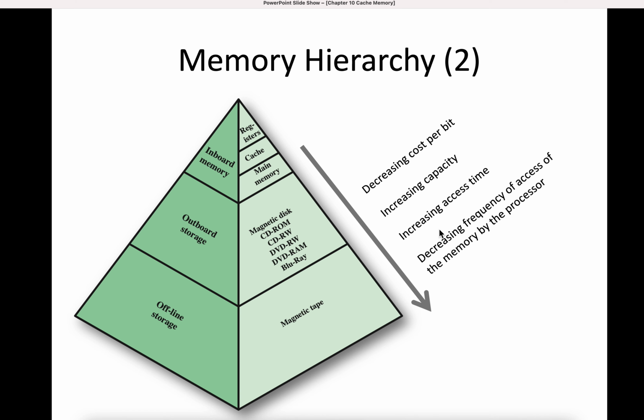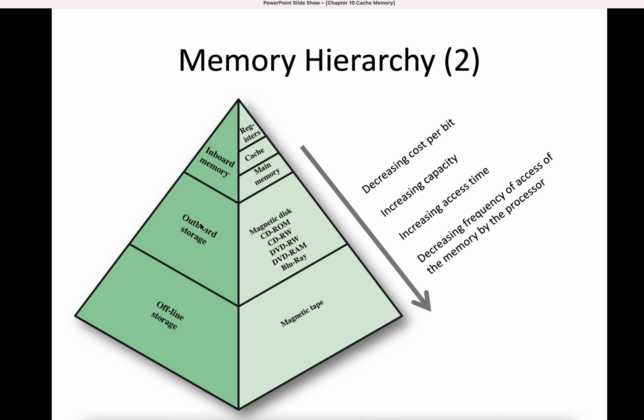So here at this part we have the inboard memory, or we refer to it as the internal memory. In the internal memory we have the register, which is the local memory for the processor. Then we have the cache memory, and finally we have main memory.